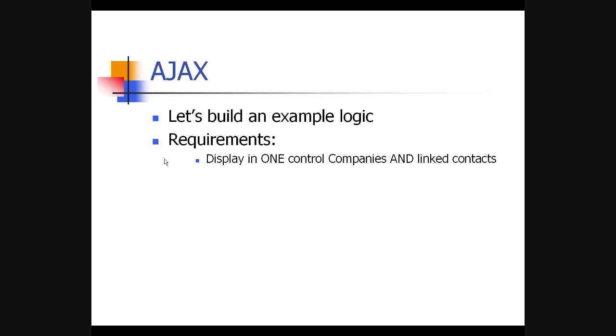We're going to display in one control the companies and the contacts that are linked to each company. We want to display 10 companies each time with a variable number of contacts from each company. We don't know how many contacts there are. And we want to go to the next 10 by just a click on a button. Quite simple, but you have no built-in control that is going to give you that.